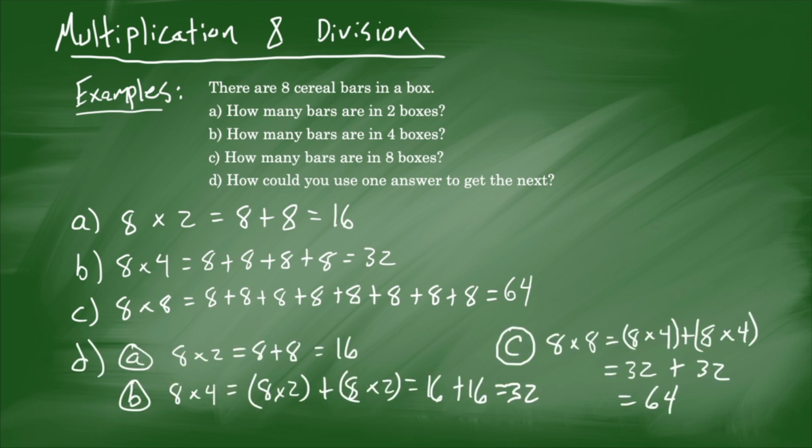D. How can we use one answer to get to the next? Well, we can note that in A, 8 times 2 is 8 plus 8, which is 16. In B, we have 8 times 4, which is 8 times 2 plus 8 times 2, which is 16 plus 16. 16 plus 16 is 32. In C, we have 8 times 8, which is 8 times 4 plus 8 times 4, so 32 plus 32, which is 64. This method can simplify our addition.